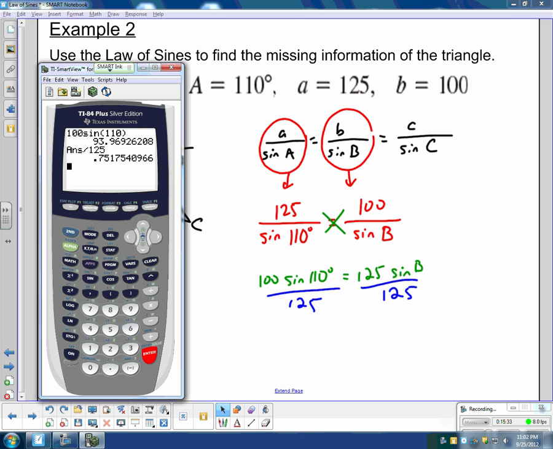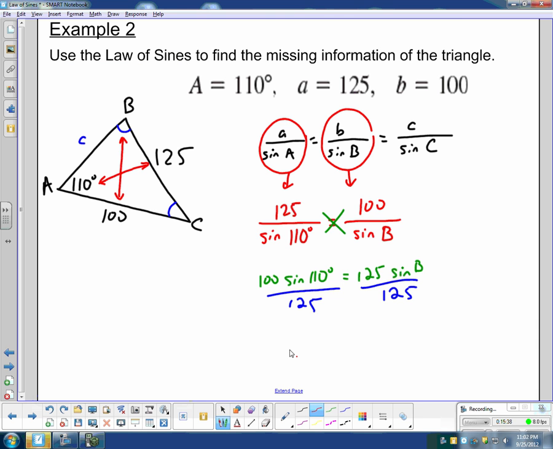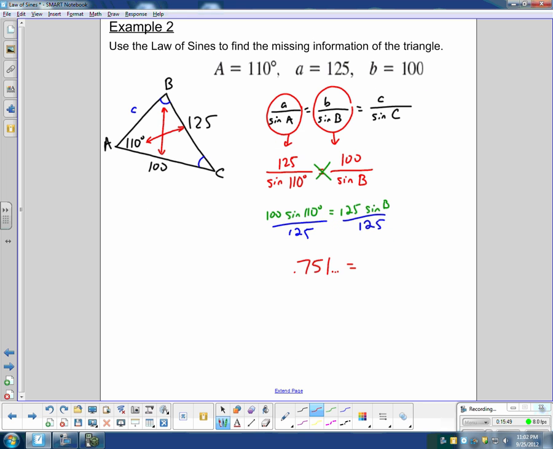I'm going to write that down as 0.751. The only reason I'm putting that is so I can get that idea. My calculator stored it. I don't really need to know that. But again, think of what that is. 0.751 was this left side when I typed that in. On the right side of my equation, the 125's cancel each other out. So the right side of my equation is going to say the sine of b. I didn't want to know what the sine of b was. I wanted to know what b equals.